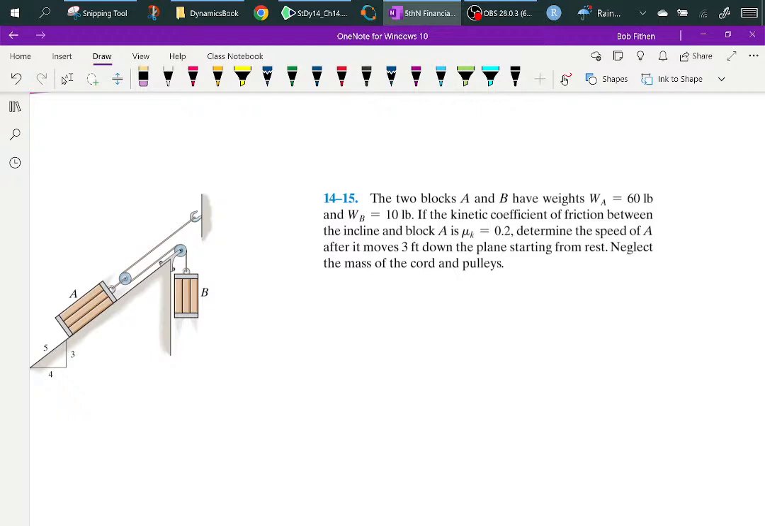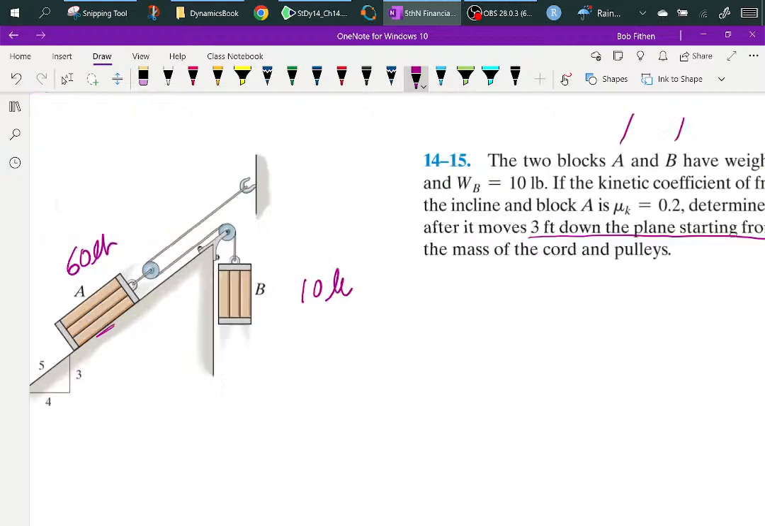So this time you got 2 things. Okay, so 2 blocks, A and B, have a weight. Oh no, they don't have the same weight. Weight A is 60 pounds, and then weight B is 10 pounds. If the kinetic friction between the inclined block here is 0.2, determine the speed of A after it moves 3 foot down the plane, starting from rest.